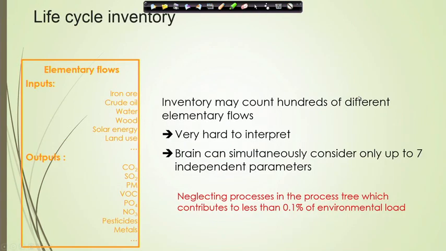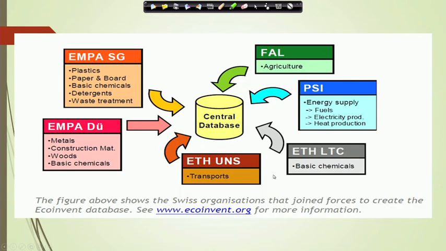So, once you have the life cycle inventory, you get the data, but sometimes it gets very hard to interpret. The brain can only simultaneously consider 7 data points. So, anything which has less than 0.1% impact, we try to ignore. Anything which is less than 1.1%, we ignore it. In terms of input, you have all these iron ore, crude oil, and output, all these emissions coming out.